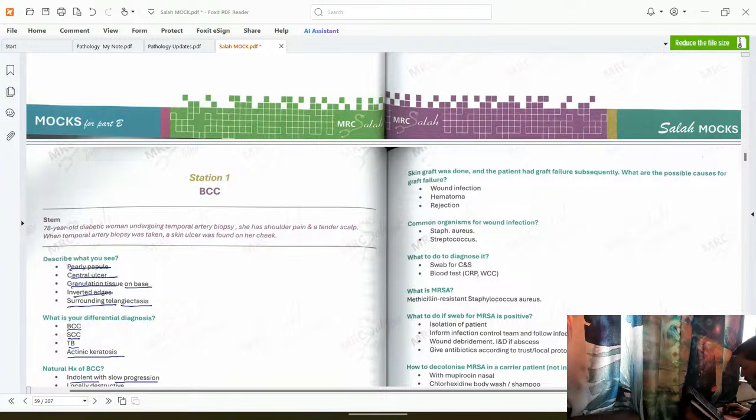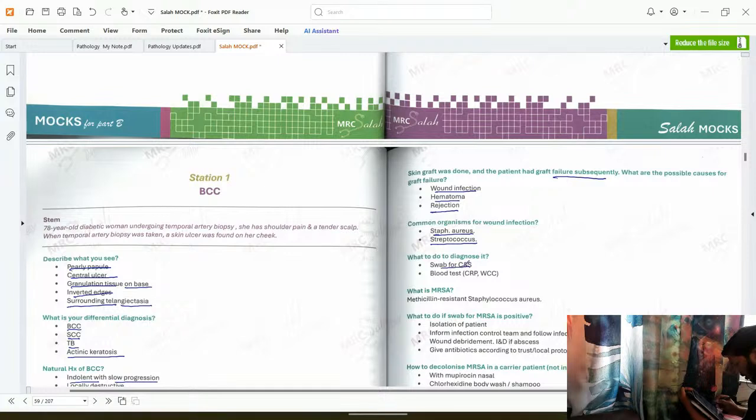Skin graft was done and the patient had graft failure subsequently. What are the possible causes of graft failure? Wound infection, hematoma, and rejection. Common organism: Staphylococcus aureus. What to do to diagnose this?